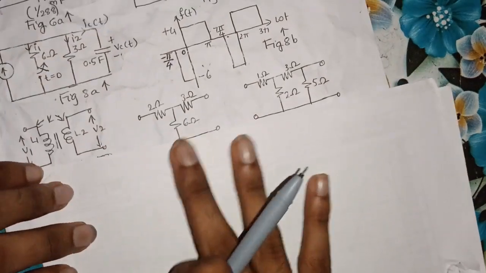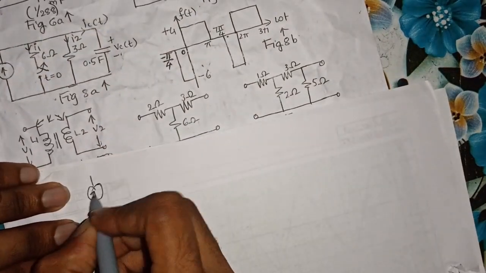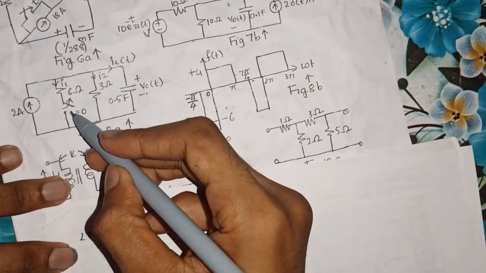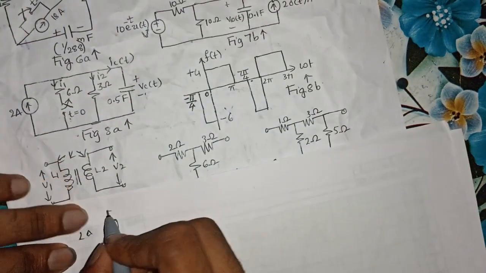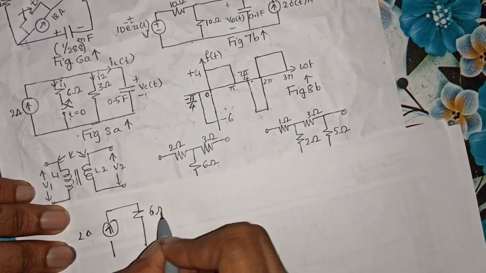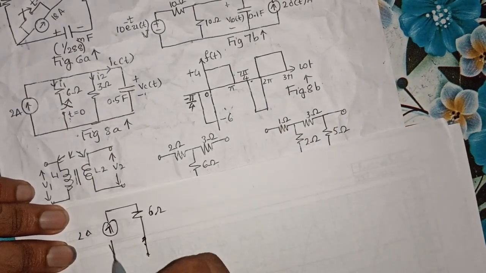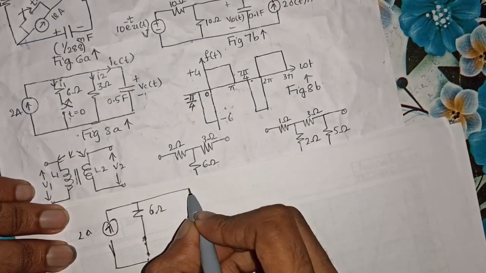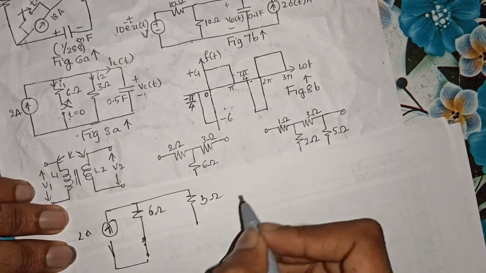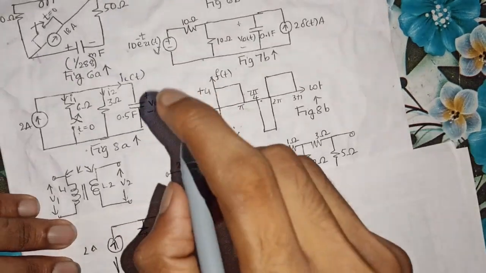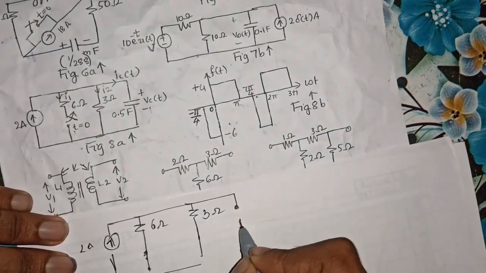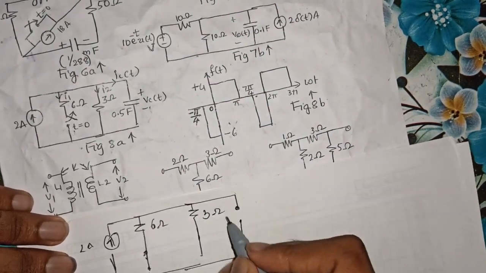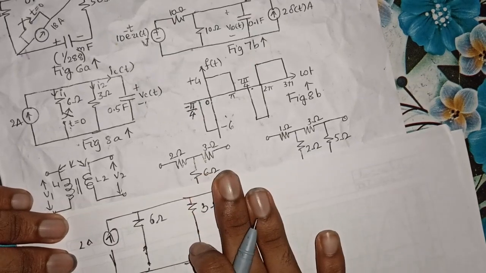So yes, in figure 8a, they have given the circuit problem where the switch has been closed for a very long time, and at time t equal to 0, the switch is opened. There is a 6 ampere source and a 3 ohm resistance. For a very long time, your capacitance acts as an open circuit. Yes, you have to open circuit it. There will be no current flowing through this branch, so you can just neglect this branch.